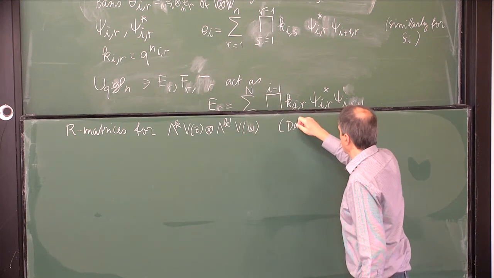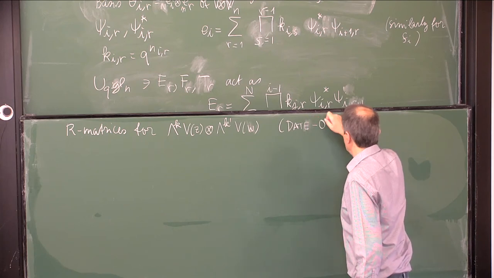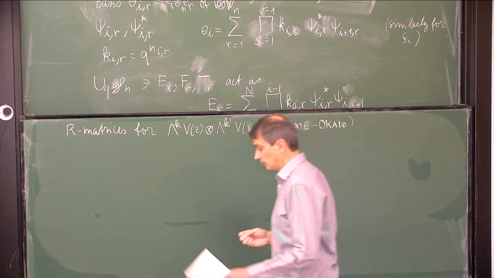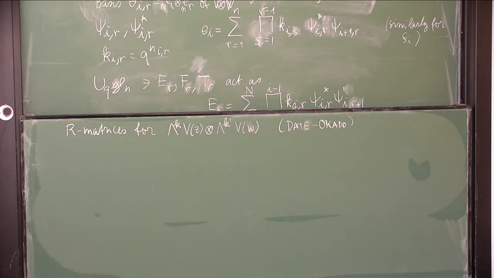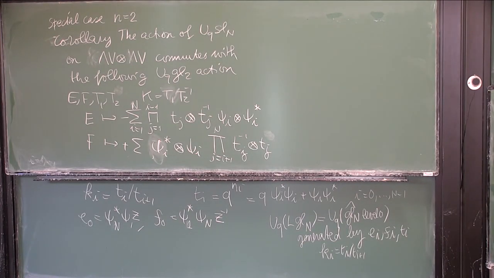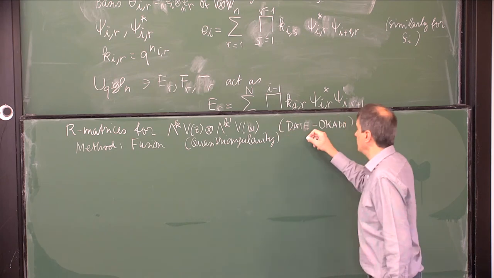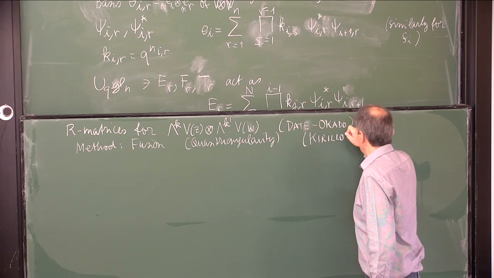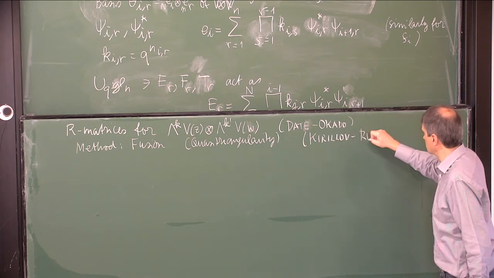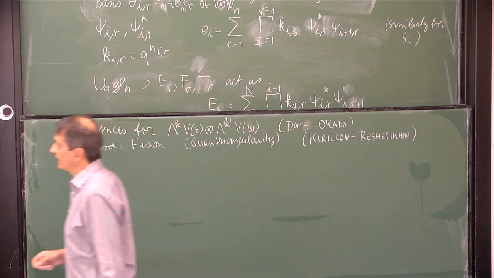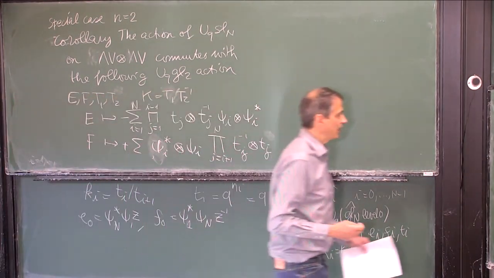So this is due to work that occurred in the 90s, I think. And they used a technique which is called fusion. I think it's due to Reshetikhin. So the method, which is really the quasi-triangularity, the terminology of Drinfeld. Probably also other people were involved in the Leningrad school. It's the old story. So you use the fact that the R matrices on tensor products can be computed by this quasi-triangularity condition.